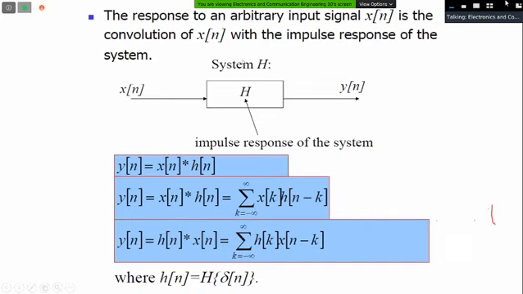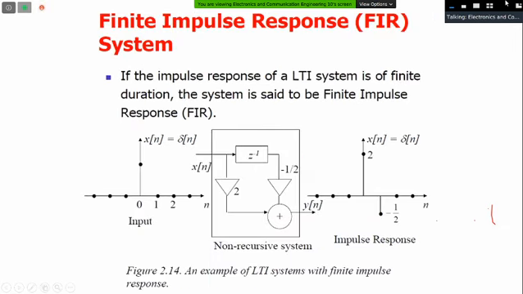So Xn goes into a system with impulse response Hn, and we get Yn, which is the output. Now Yn is equal to Xn convolution with Hn. So these are some standard formulas. If you put Hn minus K, Xk, or you put Hk, Xn minus K, you will get the same output sequence. All right.